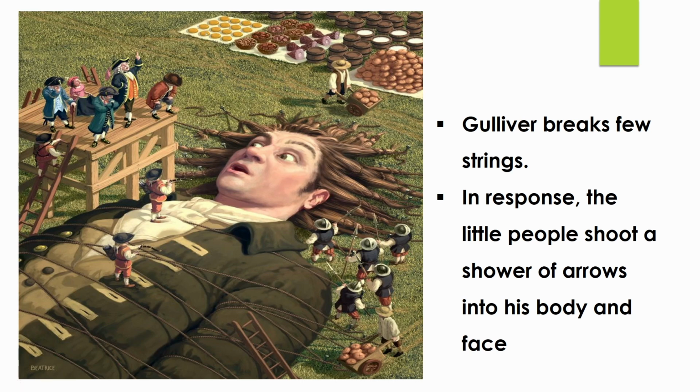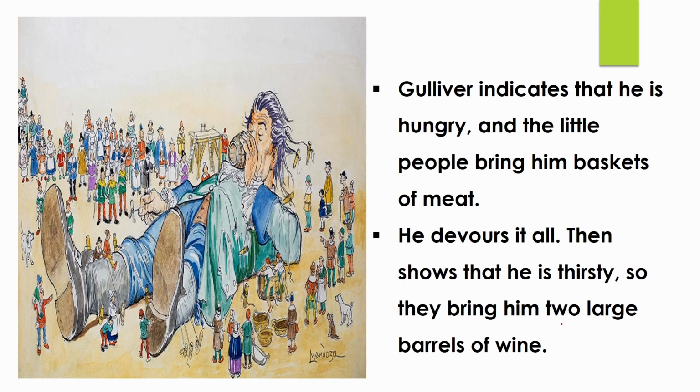He is surprised and shouts loudly, frightening the little people away. However, they return soon. Gulliver breaks the strings binding his left arm. He loosens the ropes, tying his hair so he can turn to the left. In response, the little people shoot a shower of arrows into his hand and violently attack his body and face. He decides that the safest thing to do is to lie still until nightfall.